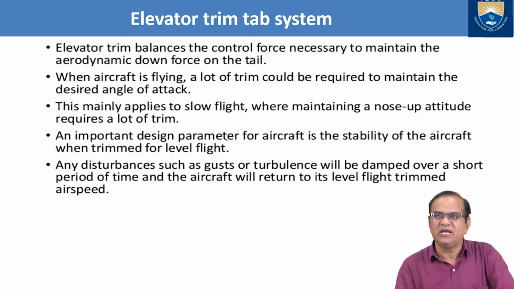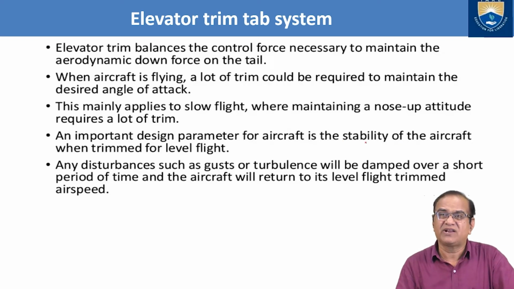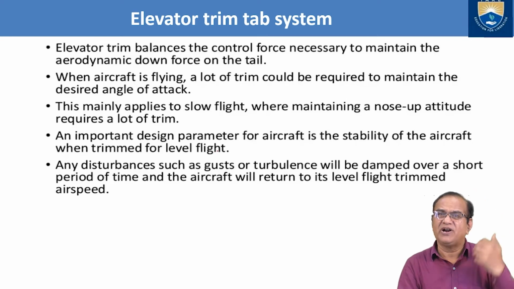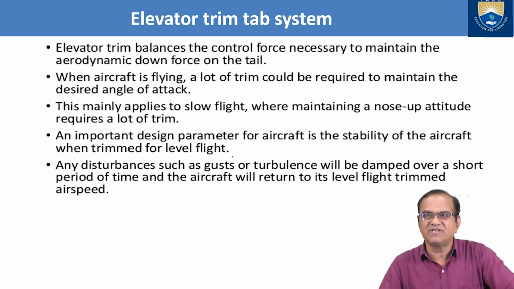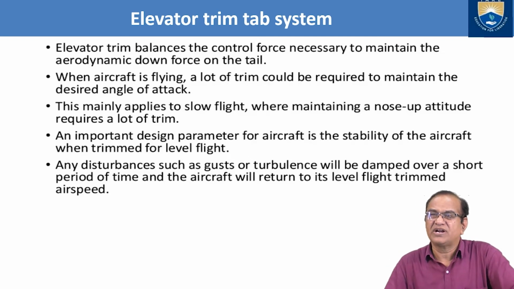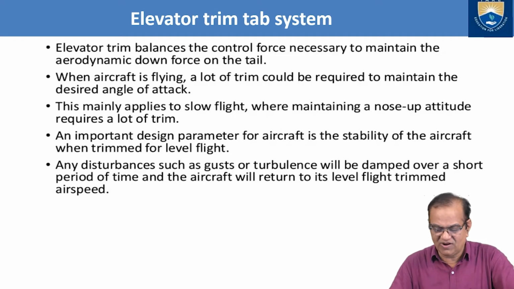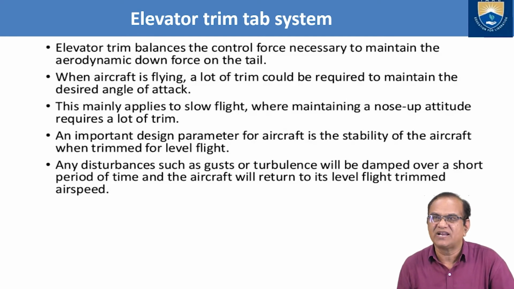An important design parameter of an aircraft is the stability of the aircraft when trimmed for level flight. Any disturbances such as gust or turbulence will be damped over a short period of time, and the aircraft will return to its level trimmed airspeed. Okay, so this is the purpose of the elevator trim tab.